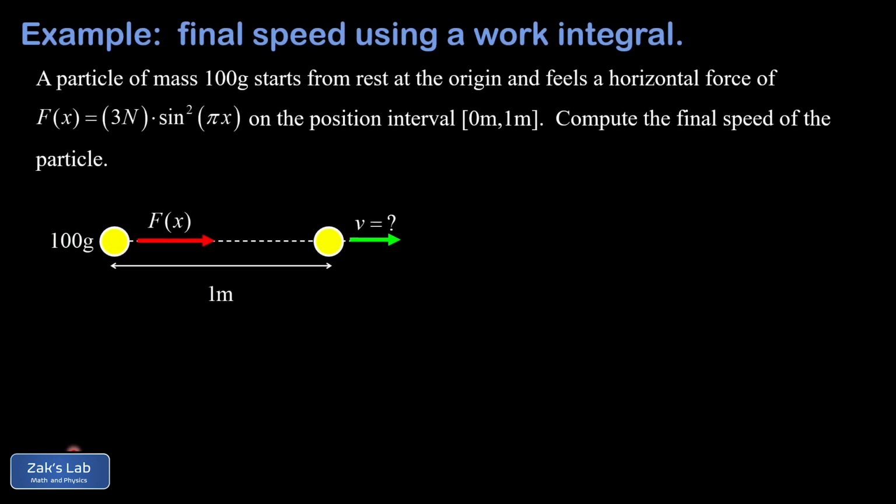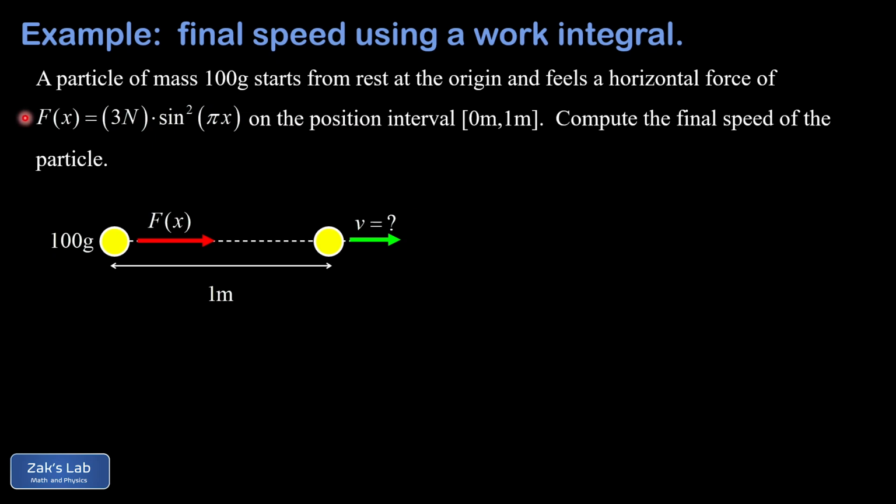In this problem, we compute the final speed of a particle by using the work-energy theorem. So this is a purely one-dimensional problem, and we're given a particle of mass 100 grams, and it's acted on by a force that points horizontally, so in the plus x direction, and that force acts through a displacement of 1 meter in that direction.